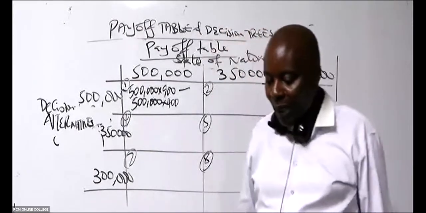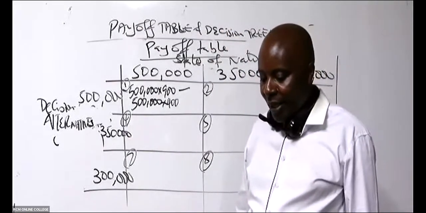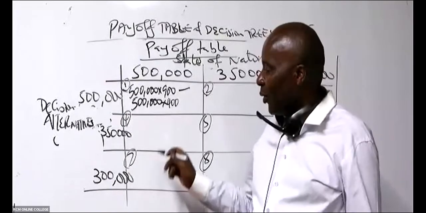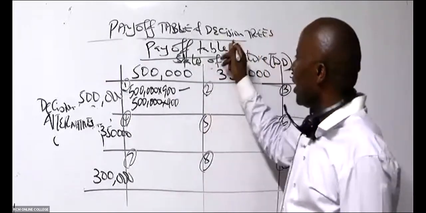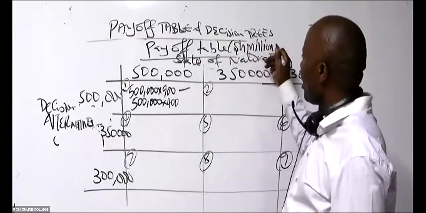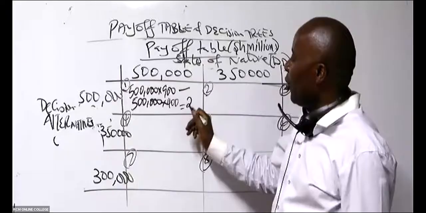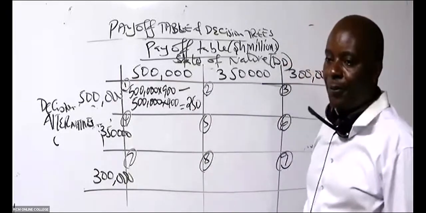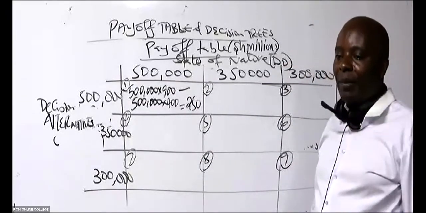Not 250 million, eh? So you can write our answers in millions. I'm being told in shillings millions, whatever answer you get there, you simply cut the many millions.